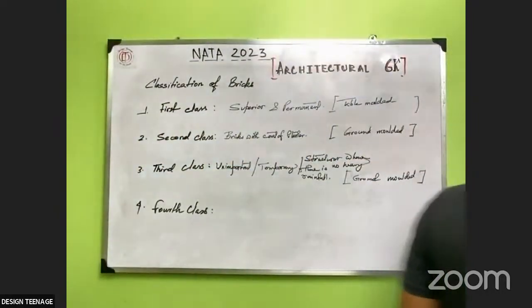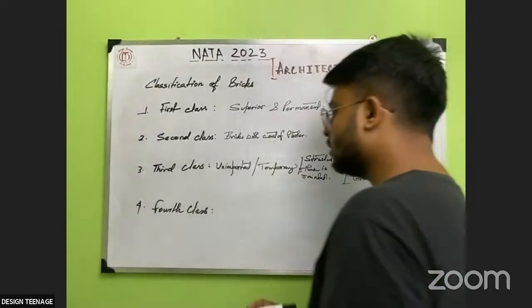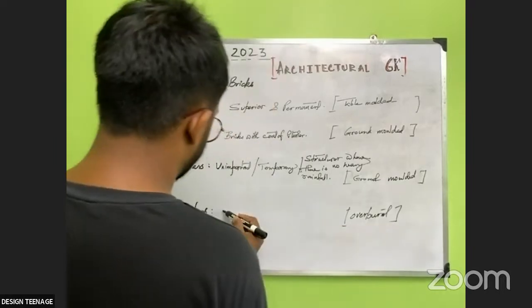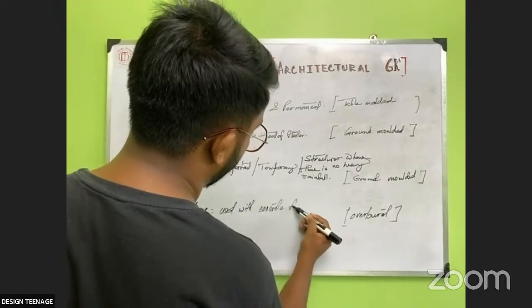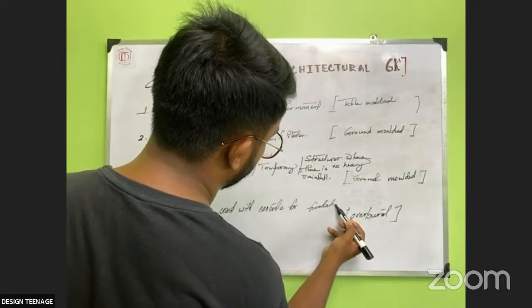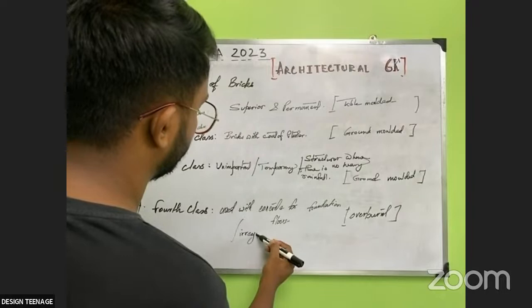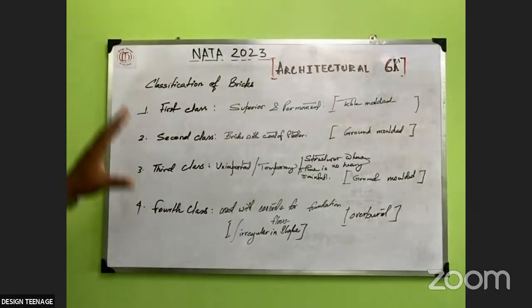Now moving on to fourth class bricks. These bricks are overburnt with an irregular shape and dark color, and used as aggregate for concrete in foundation floors. So these are overburnt, used with concrete for foundation floors, and also irregular in shape. So these are the different kinds of bricks, where they are used, and what you need to know about them. Now see, we are going step by step. All these things should be kept in your mind. You should have proper knowledge about these things at the back of your head.